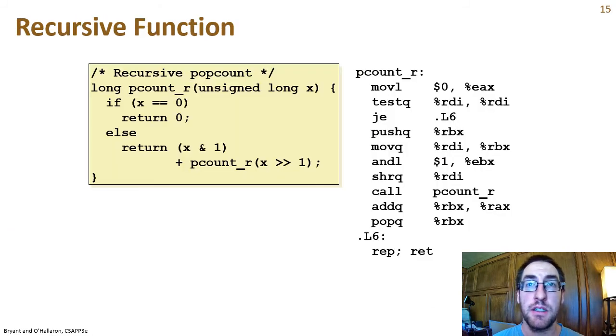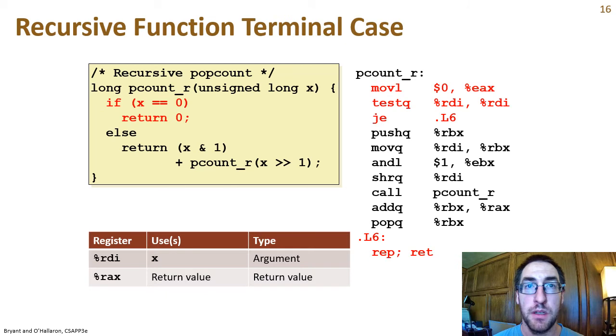Now we'll look at a simple recursive implementation of the popcount function we used to study loops. Here's the high-level code and the assembly implementation. The basic logic is to mask the least significant bit of the input argument with 1 and add it to the recursive sum from shifting the input by 1. We'll walk through each part of this function.